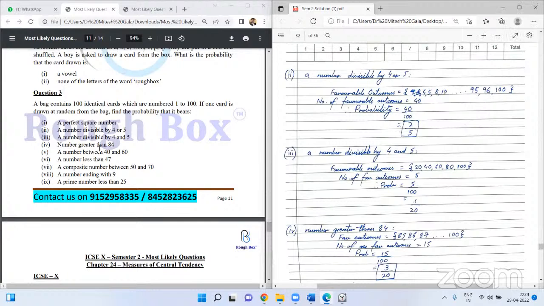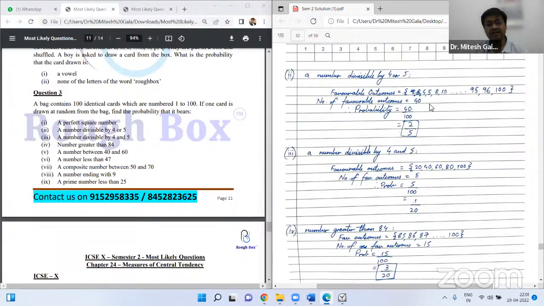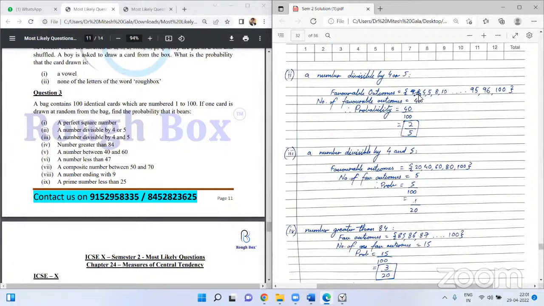Excuse me, sir, the answer for 4 or 5? Here I have written 4, 5, 8, 10 and so on till 95, 96, 100. So 40, that's it. You don't need to give any more explanation beyond this. Okay, sir. Thank you. Sir, in the second question, a number divisible by 4 or 5, if we give first the multiples of 4 in ascending order and then 5? Any order is fine. Okay, sir.